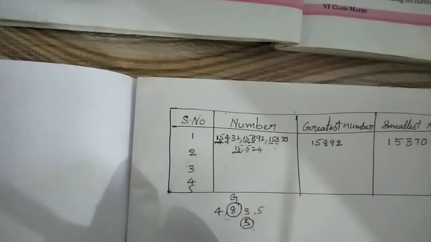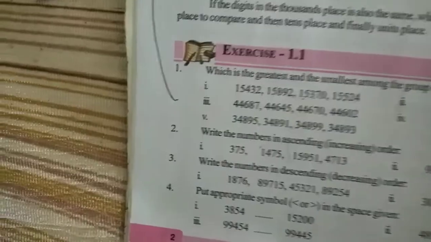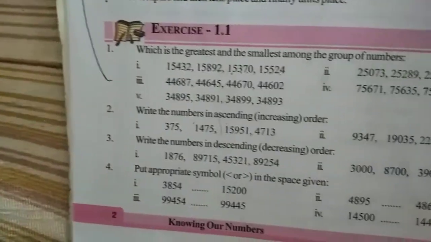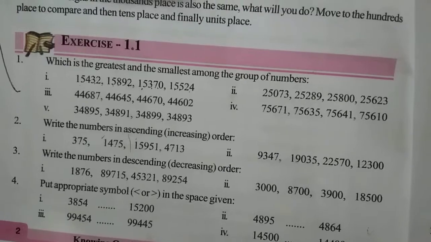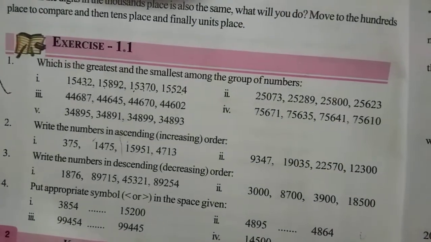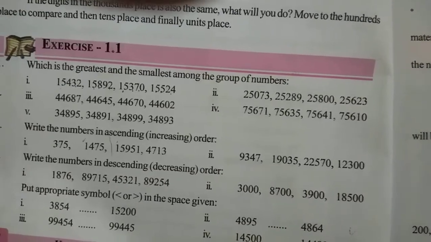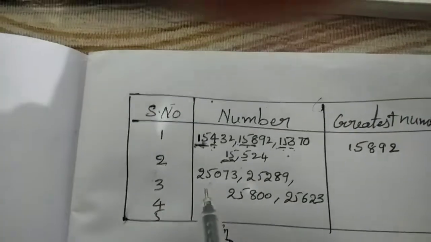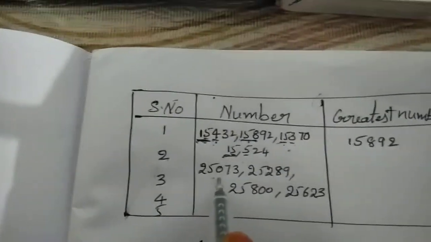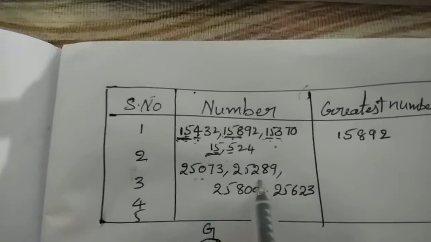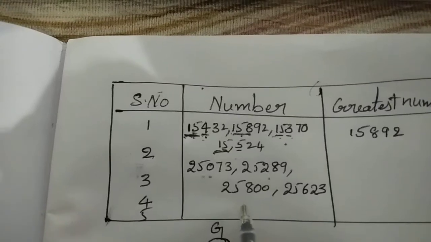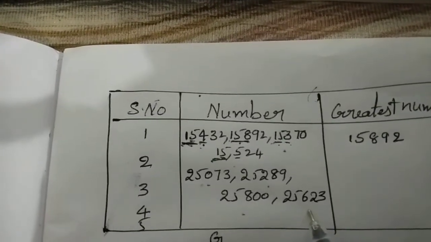So now I will do the second problem which is given in your textbook, that is 25,073, 25,289, next 25,800, next 25,623. These are the four numbers given. Now I will show you how to identify. Just now I told you, same like that only. First, it is having 5 digits. It is also having 5 digits. It is also having 5 digits. It is also having 5 digits.